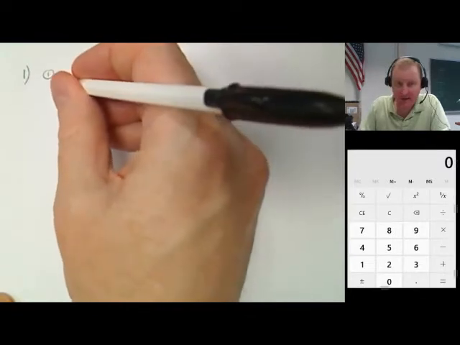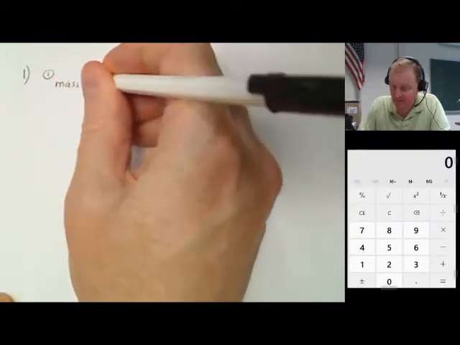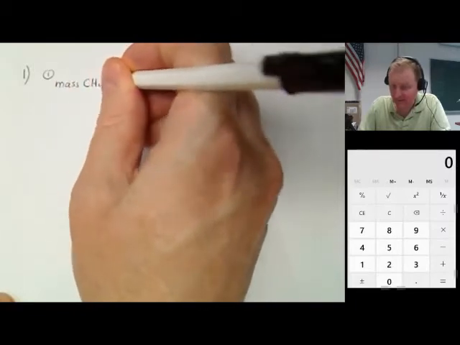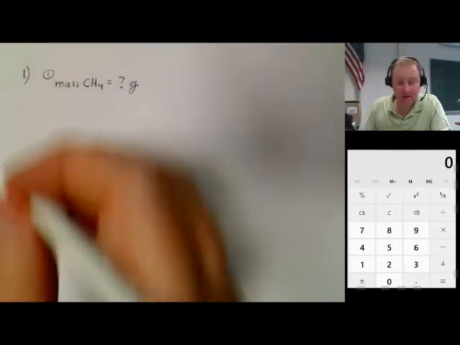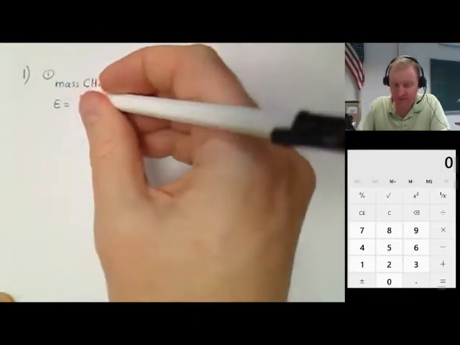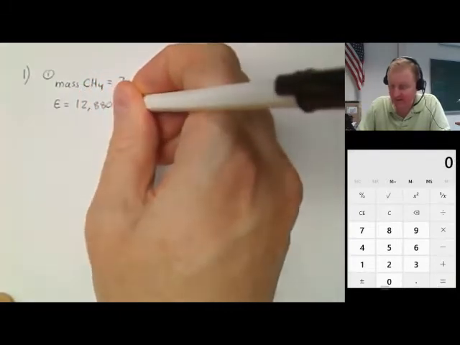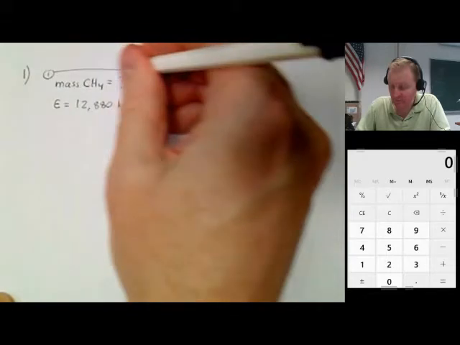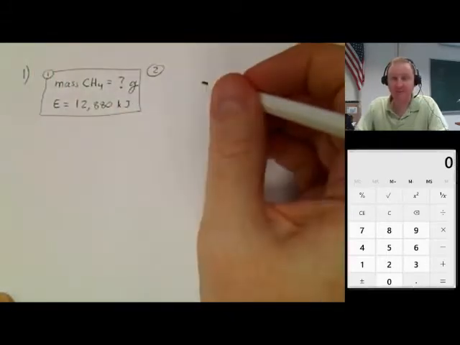We know that we're solving for the mass of methane. So that's what we're looking for, the mass of methane. We know that the energy that was released in this reaction was 12,880 kilojoules. So that is what we learned from just the question. The second thing is, what's the game plan here?